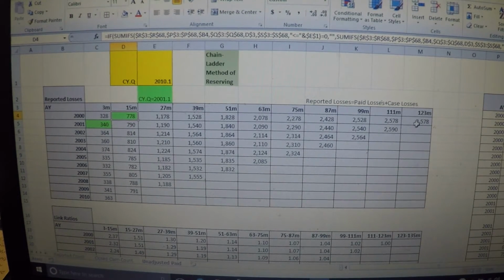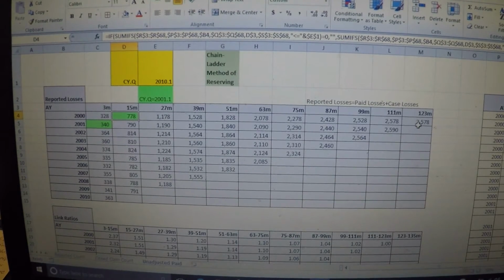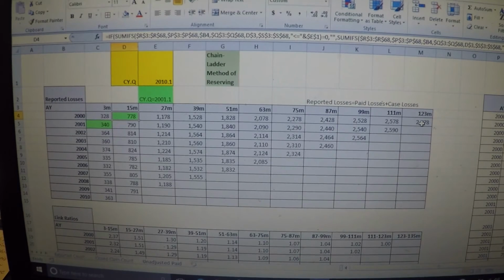And hopefully you see that, what calendar year is this number in? 2578. This is 123 months out for accident year 2000. This puts us in the current calendar year and quarter. So this basically represents the reported losses for accident year 2000 today, because I'm assuming we're in calendar year 2010 quarter one. This diagonal actually represents calendar year 2010 quarter one. So hopefully that makes sense.